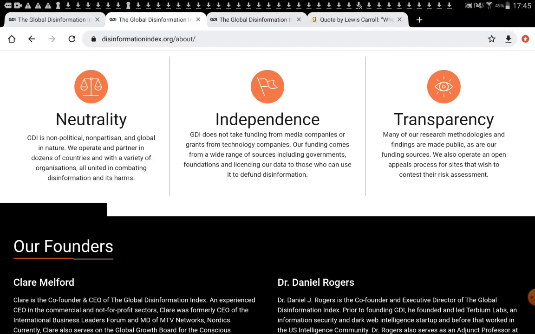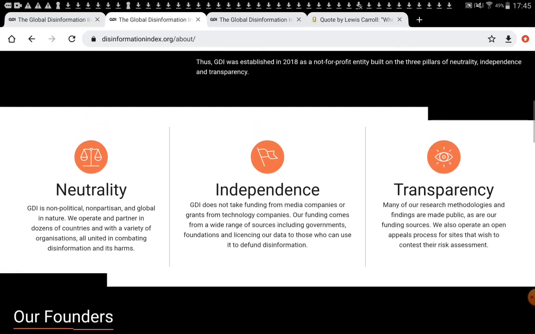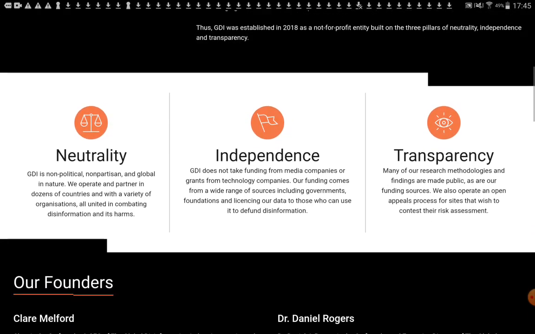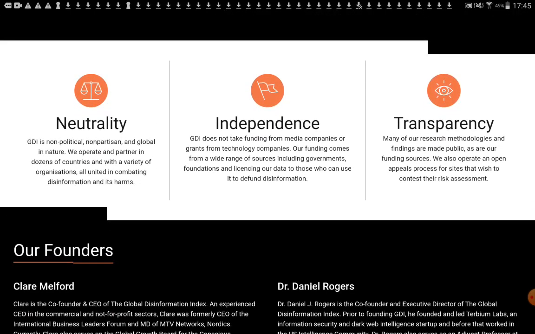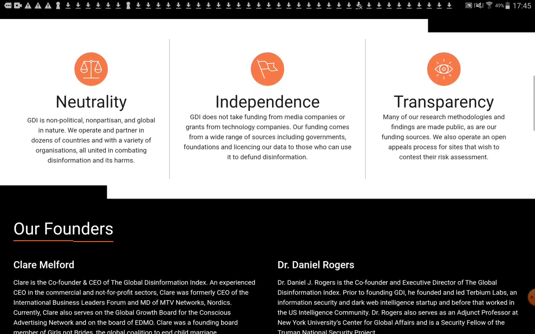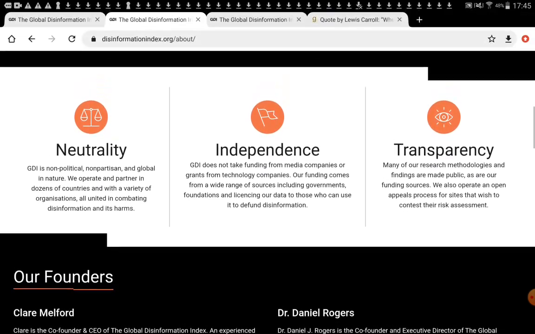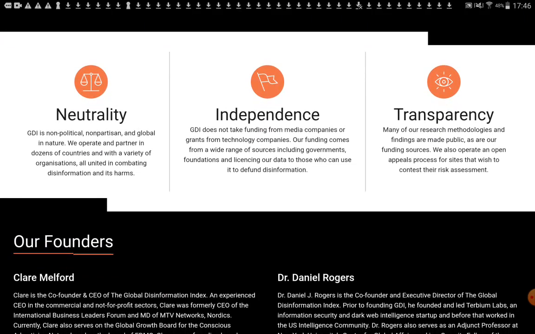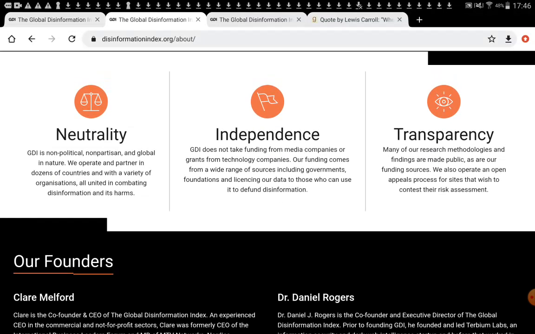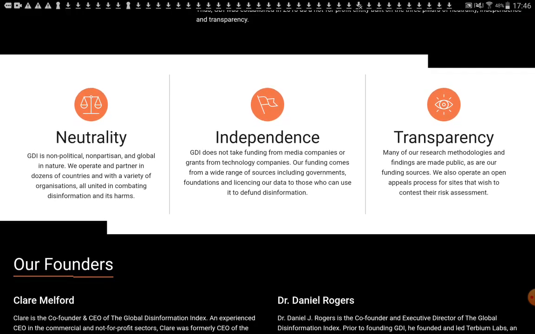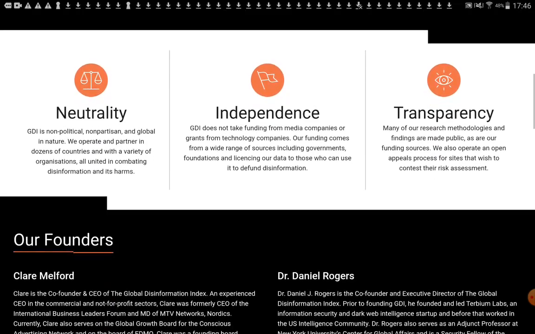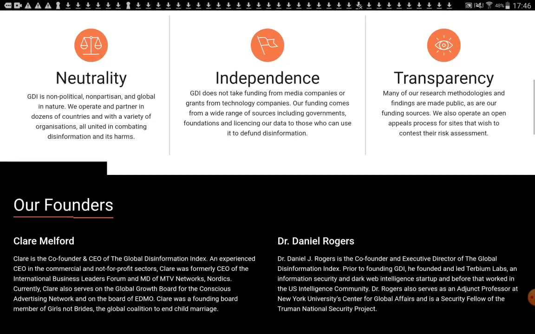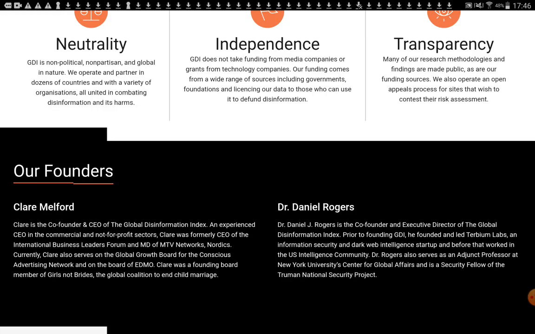If we look at this page, it talks a bit more about the organisation. They claim to be neutral, in that they're non-political and non-partisan. They're independent in that they don't take funding from media companies or grants from technology companies. I guess that is to avoid the problem of some media companies using this as a way of suppressing their competitors. But it does say that they get funding from a wide range of sources, including governments.